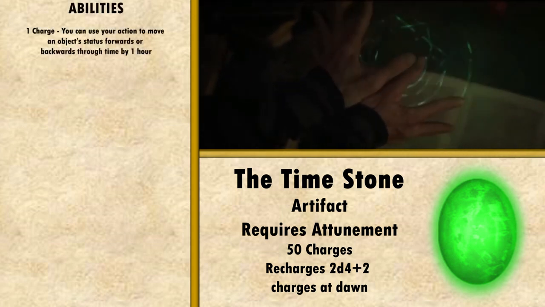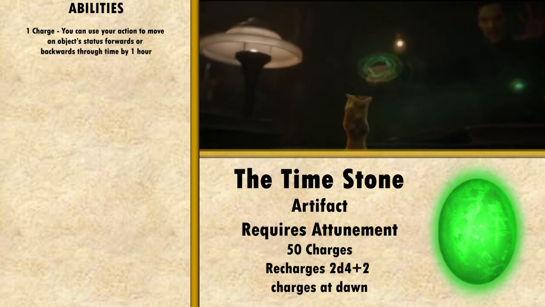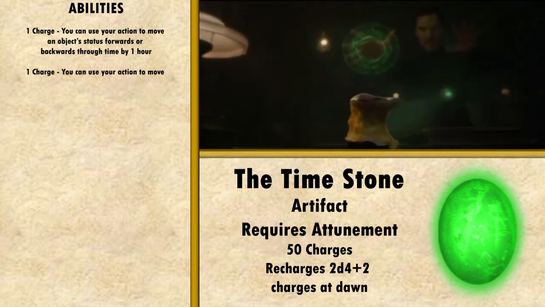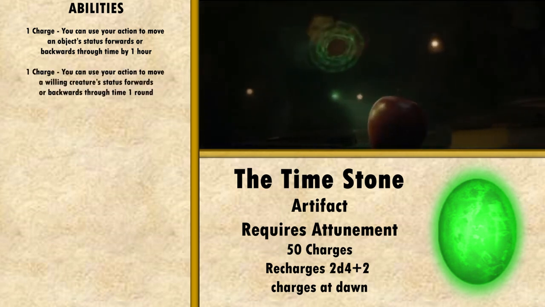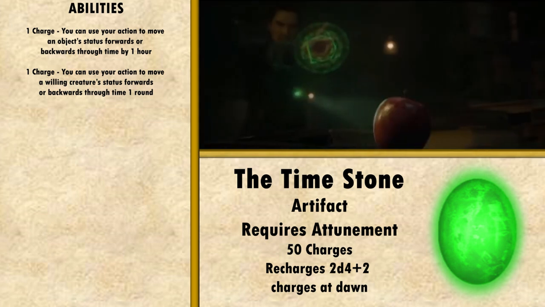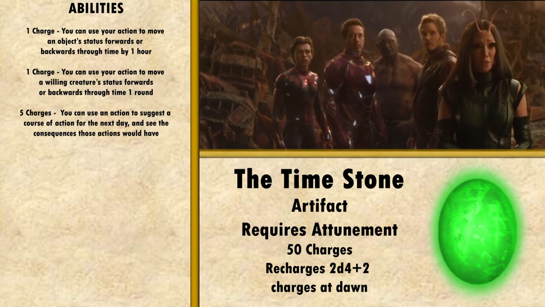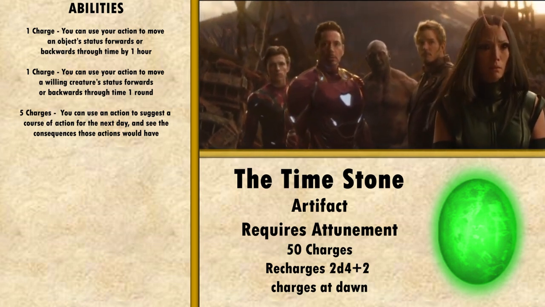First off, you can use an action to expend 1 charge to move an object's status forward or backwards through time 1 hour. Just think of the apple from the first Doctor Strange film. In the same vein, you can use your action to move a willing creature's status forward or backward through time 1 round. Now we have probably what is the most famous use of the Time Stone, looking into the future.